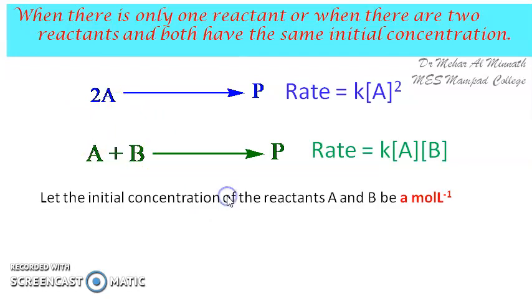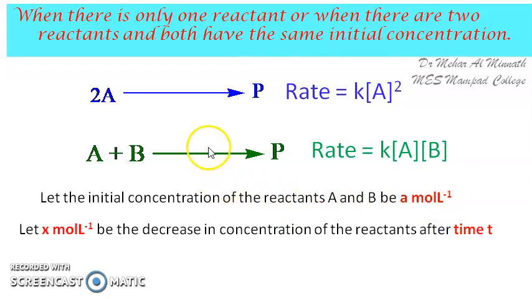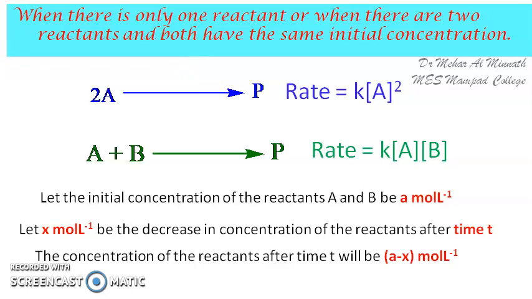So you can take the initial concentration of A and B to be a moles per liter, and after time t, x moles of A or B would have reacted. So that x will be the decrease in concentration of A or B after time t. And so after time t, the concentration of A or B remaining will be a minus x moles per liter. In this assumption, we are taking the concentration of A and B as the same. The decrease in concentration of A and B will be the same, and the initial concentration of A and B will be the same.